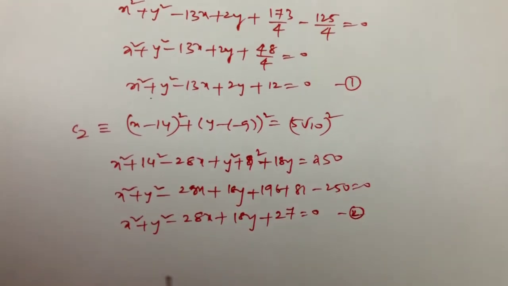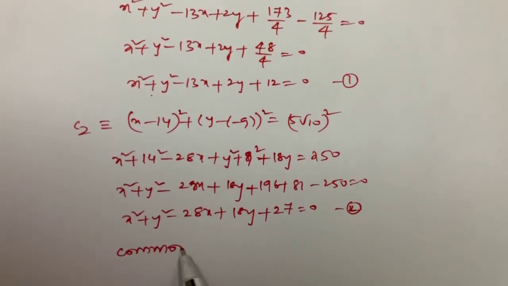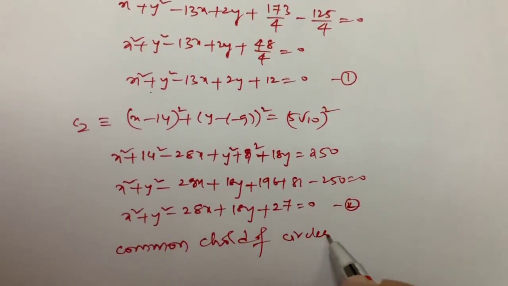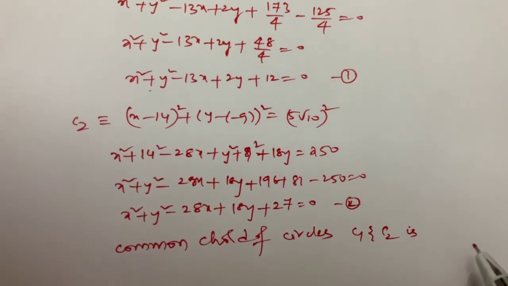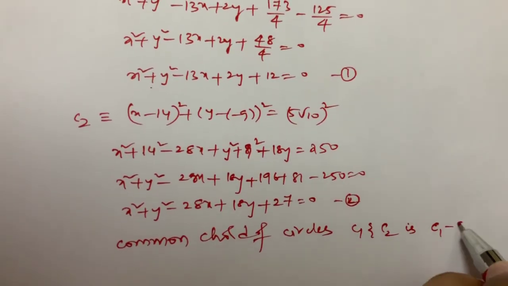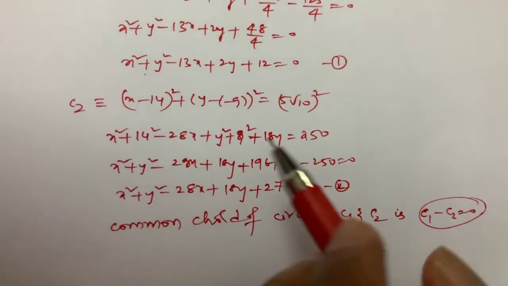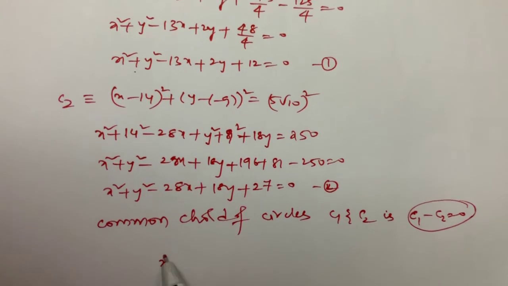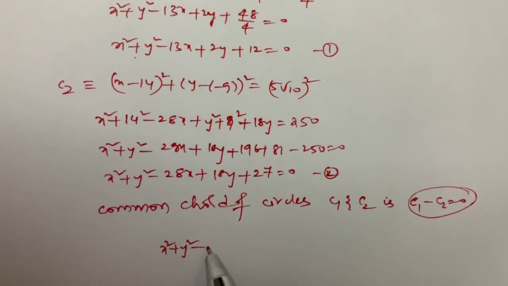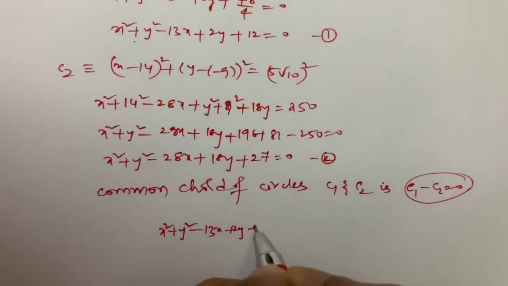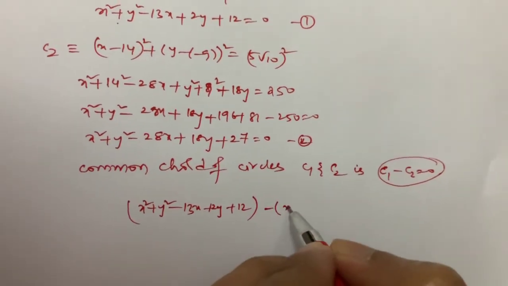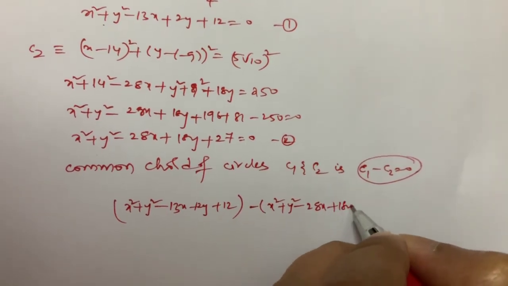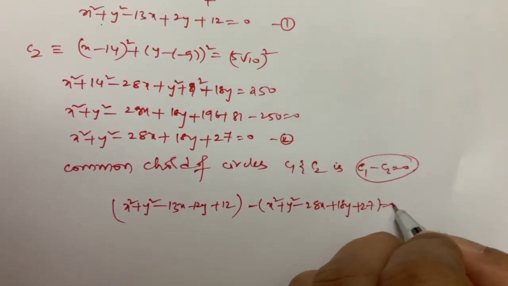This is 2. So the common chord of the circles C1 and C2 is C1 minus C2 is equal to 0. So directly we can subtract those two equations, and we will get the common chord. So x square plus y square minus 13x plus 2y plus 12 minus (x square plus y square minus 28x plus 18y plus 27) is equal to 0.